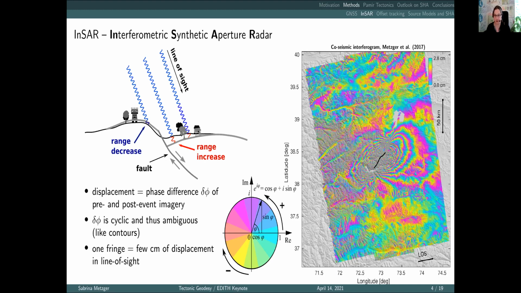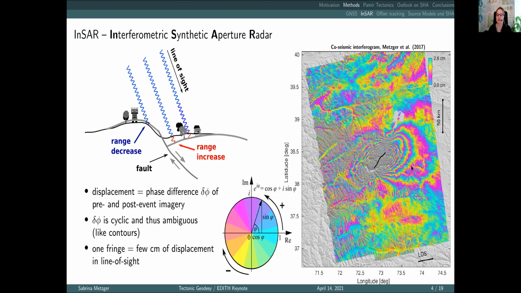This is showing an earthquake in the Pamir. And you see now very dense fringes close to our rupture source, which I marked with a black line. And you have not so dense fringes when you go away from the source. And these fringes you can read as contour lines. So when they're dense, it means that the surface deformation gradient is very steep. And if you come away from the source, this gradient is not so steep anymore until it vanishes.